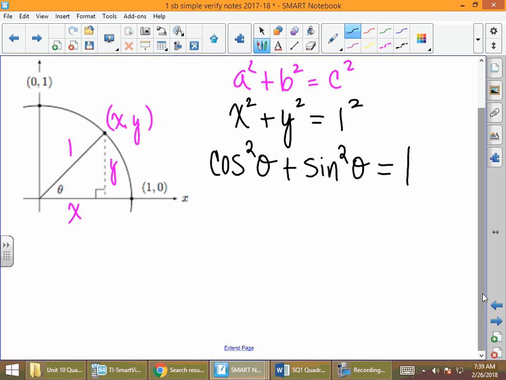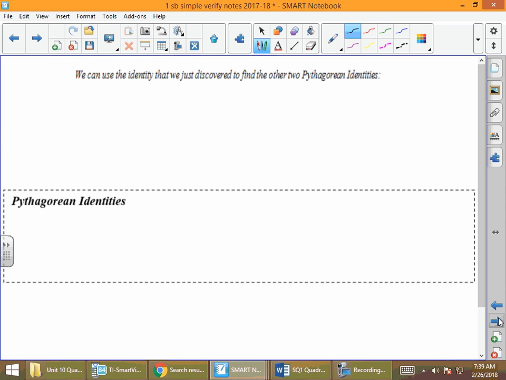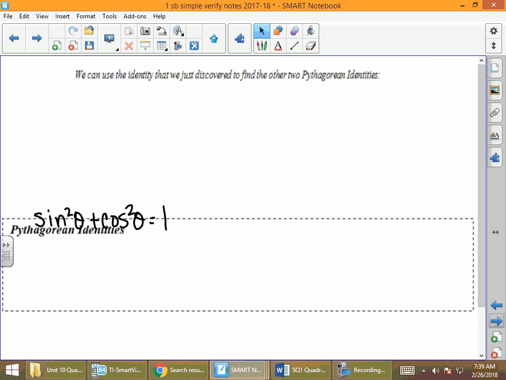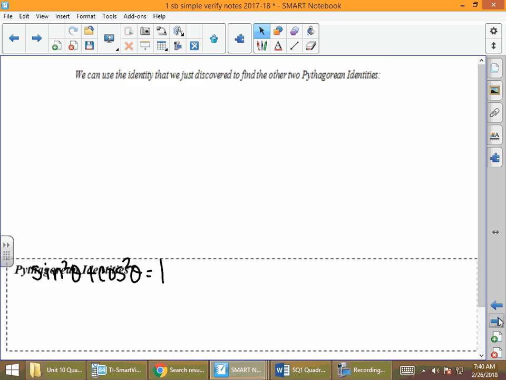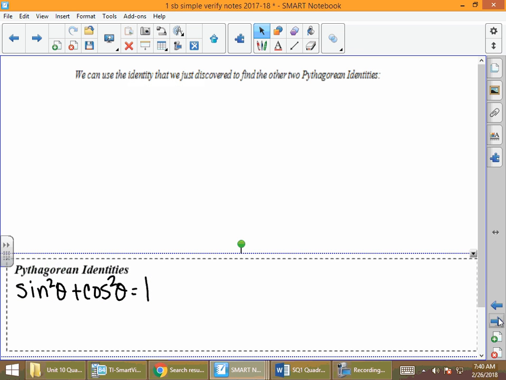If we fill in this box here, typically, if you look on the internet, it says sine squared theta plus cosine squared theta equals 1. Although, I have also seen it written as cosine squared plus sine squared equals 1. Either way is fine in terms of the Pythagorean identities. We're familiar with that one; we used it all of our last unit. But from that identity, we can come up with 2 more Pythagorean identities.